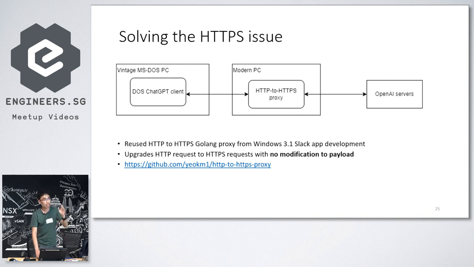This proxy is running on a modern PC. When I say modern PC here, it doesn't necessarily need to be a desktop or laptop. It can be things like a Raspberry Pi too. So I created this proxy that helps to upgrade the connection, and that's all it does. It doesn't modify the payload in any way. Whatever it receives from the DOS PC, it gives to the OpenAI servers, and whatever it gets from the OpenAI servers, it just gives back to the DOS PC. That's all.